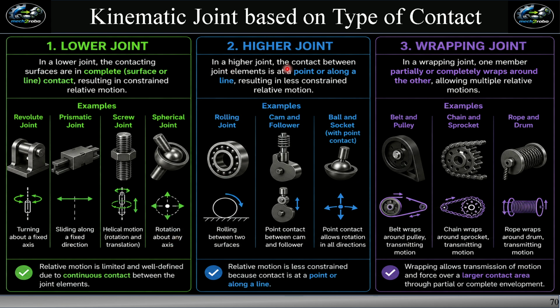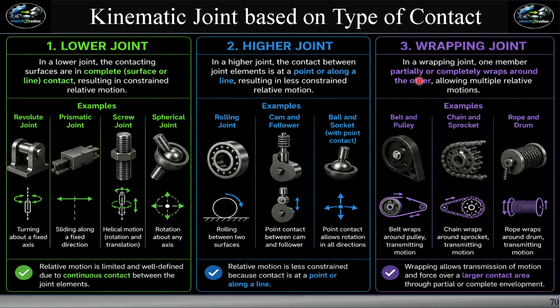In higher joint, the contact between joint elements is at a point or along a line, resulting in less constrained motion. Examples are rolling joint, rolling between two surfaces, cam and follower, point contact between this cam and follower. This is cam, this is follower, and there is point contact. And ball and socket joint with point contact. Point contact always allows rotation in all directions. Relative motion is less constrained because contact is at a point or along a line.